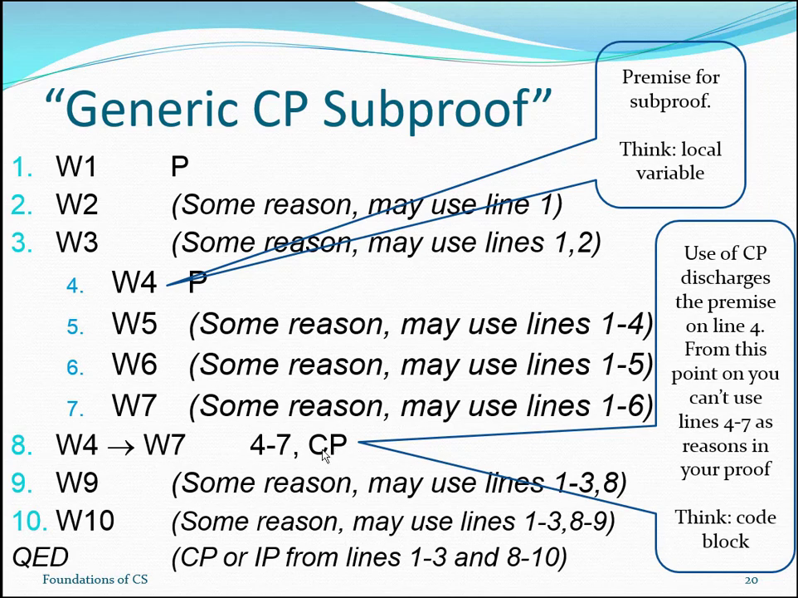And from this point on, I can't use lines 4 through 7, right? Here I've got 1 through 3 and 8. Here I could use 1 through 3 and also 8 and 9, but 4 through 7 are always out of scope for me. And here, look, I've decided to end with a CP or an IP, and I've outdented again. And now the lines that I would use if I use a CP or an IP would be 1 to 3 and 8 to 10, everything except 4 to 7.